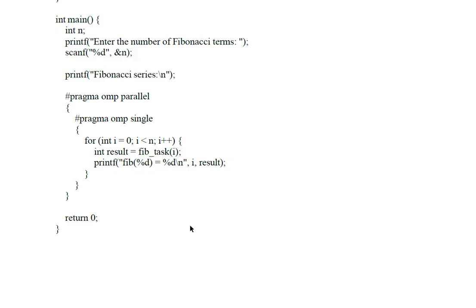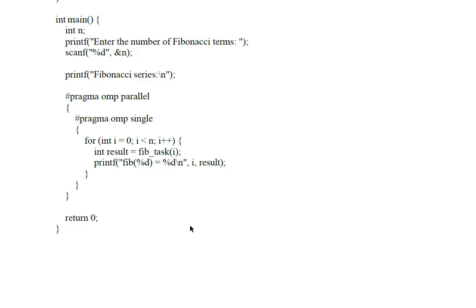Okay. So the expected output of this Fibonacci program, for example for 7 terms, will be: Fibonacci of 0 is 0, Fibonacci of 1 is 1, then 0 added to 1 becomes Fibonacci of 2, which is 1. Fibonacci of 3 is Fibonacci of 2 plus Fibonacci of 1, so 1 plus 1 becomes 2. Again Fibonacci of 4 is Fibonacci of 3 plus the previous one, so 2 plus 1 becomes 3. Fibonacci of 5 is the addition of 4 and 3, so 2 plus 3 is 5.